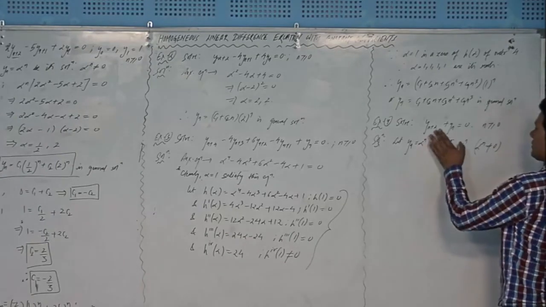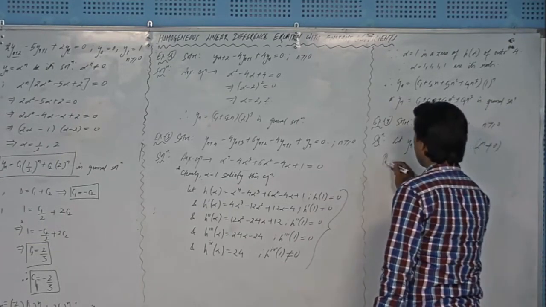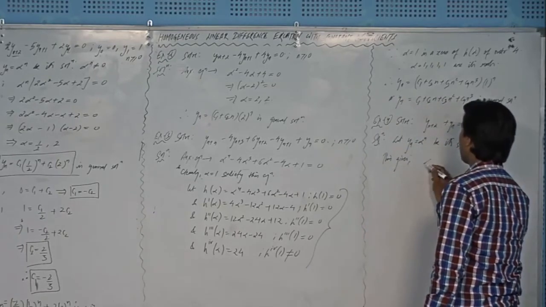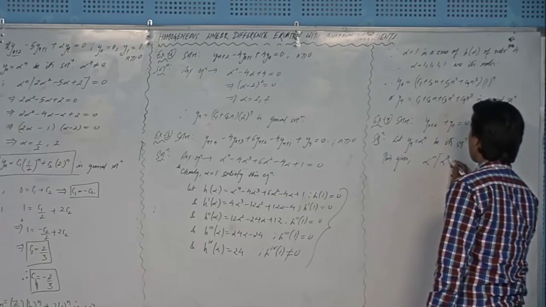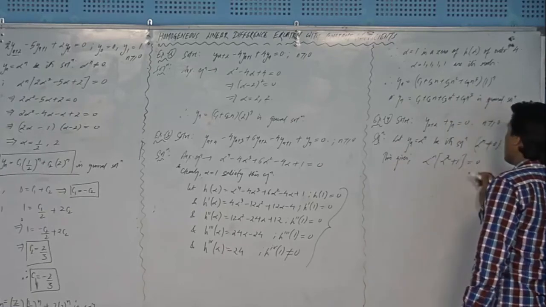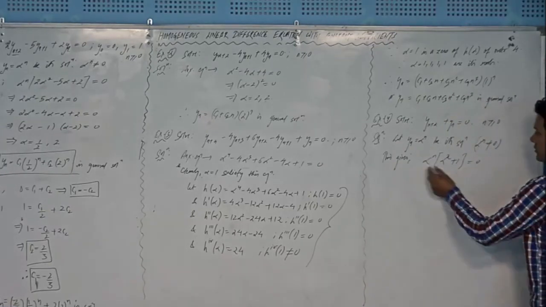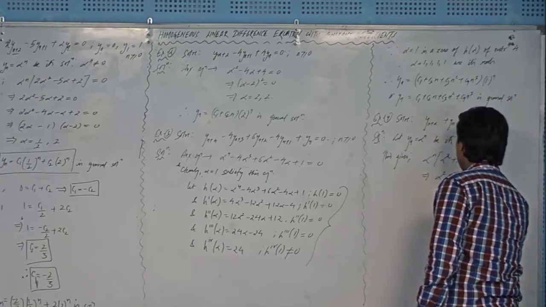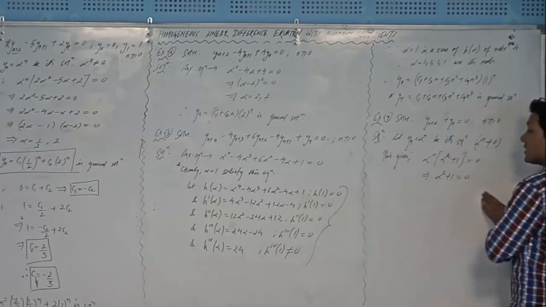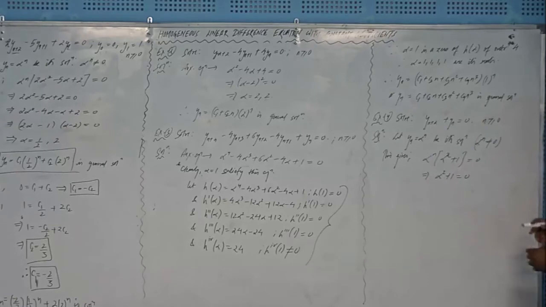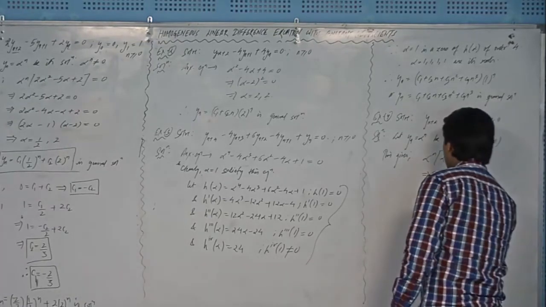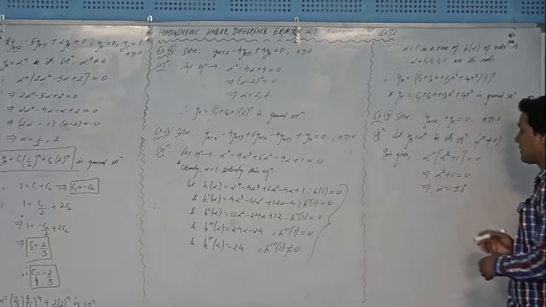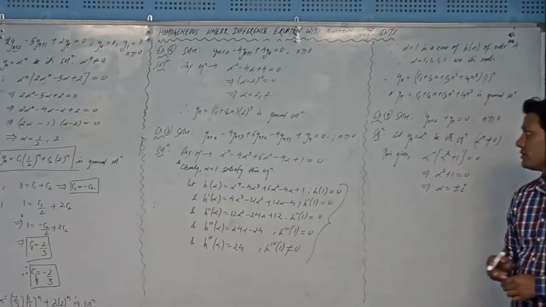And when you plug this here, you will get alpha to the power n taken common, alpha square plus 1 equal to 0, right? And you know that alpha to the power n is not equal to 0, so this factor has to be 0. It implies that alpha square plus 1 equal to 0. This is called the auxiliary equation or characteristic equation. And when you solve this, you will get alpha equal to plus minus i, right? So this time we have got complex roots and both of them are distinct.